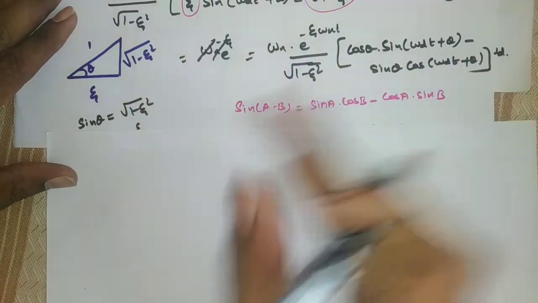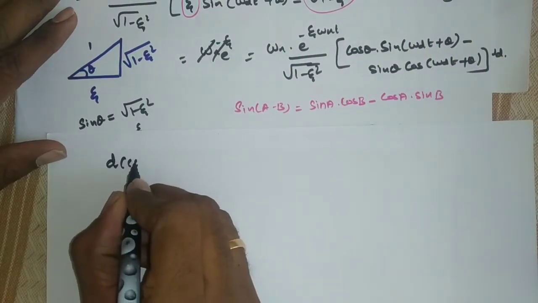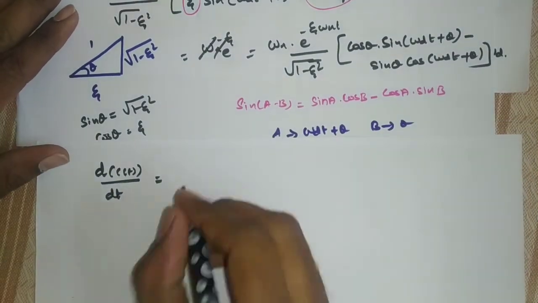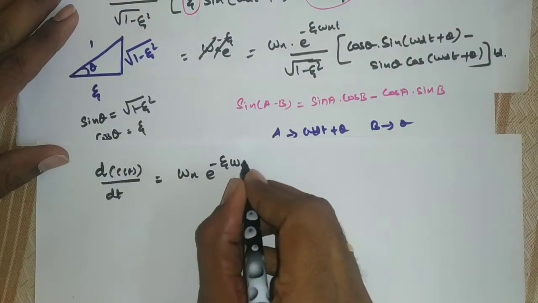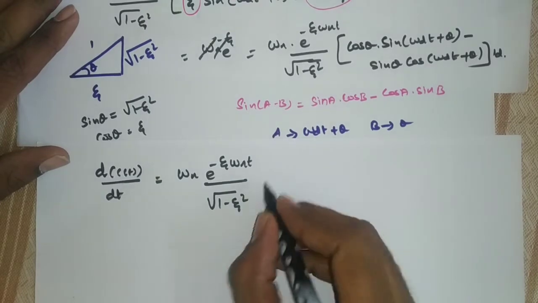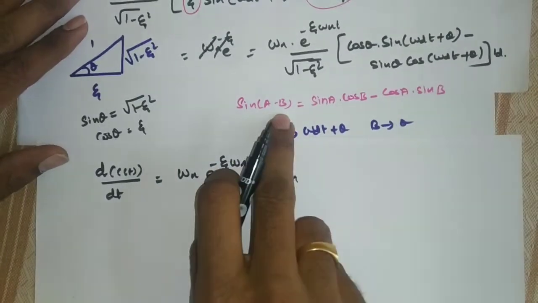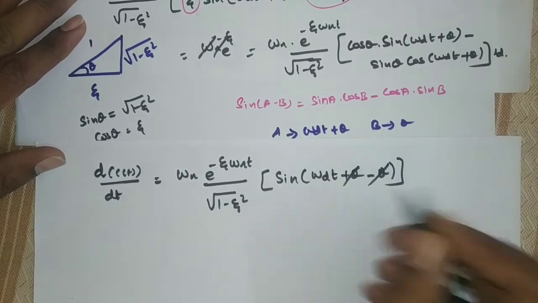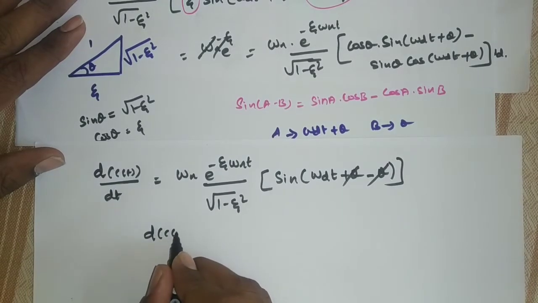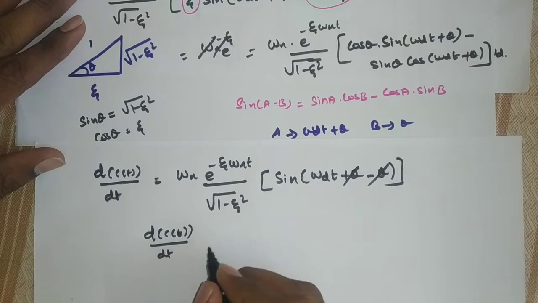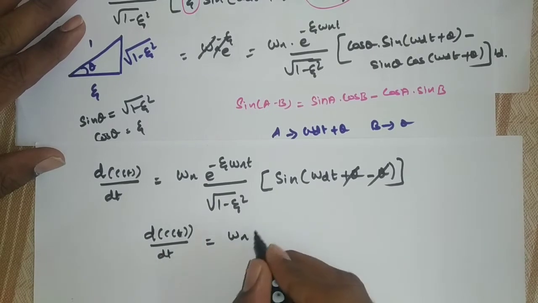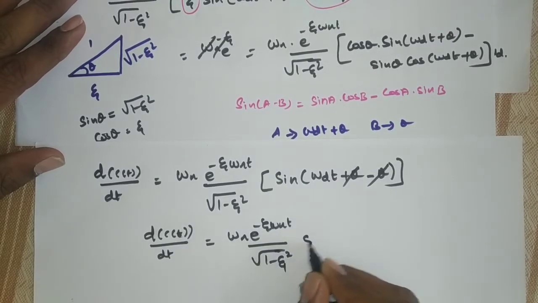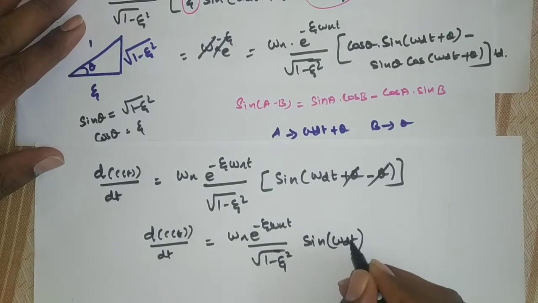So let me simplify this whole term. This is the differentiation of c of t, equal to omega n e power minus eta omega n t divided by root of 1 minus eta square. So sine of a minus b, is it not? So a is omega dt plus theta, minus theta. So theta and theta will cancel. We are getting the equation equal to omega n e power minus eta omega n t divided by root of 1 minus eta square into sine omega dt. This is what we are getting.